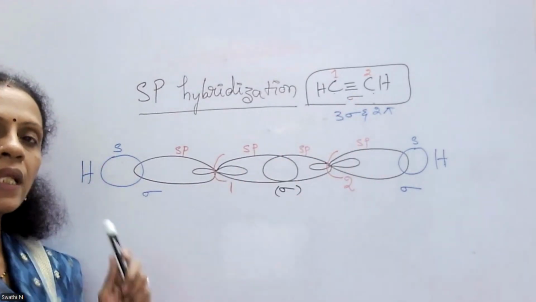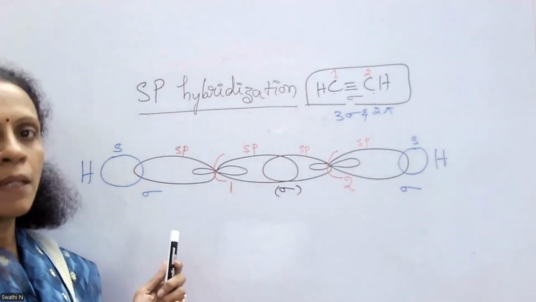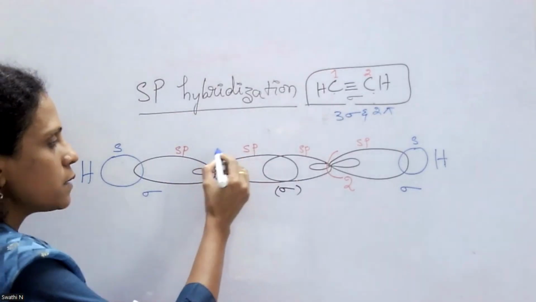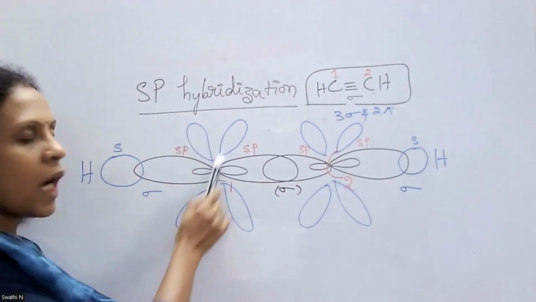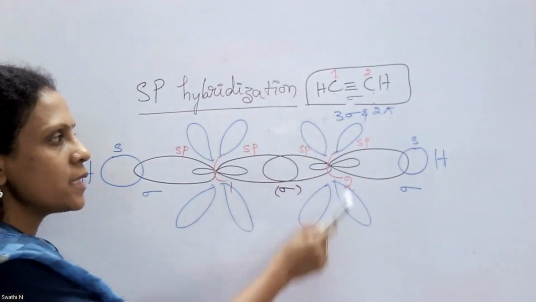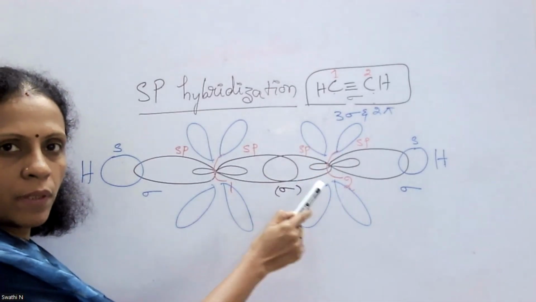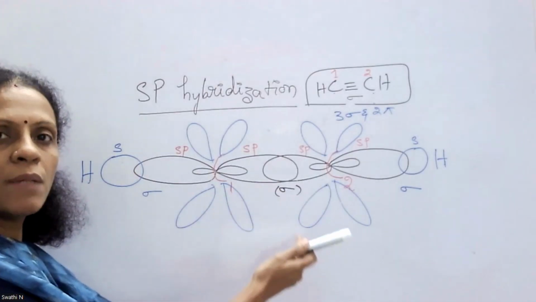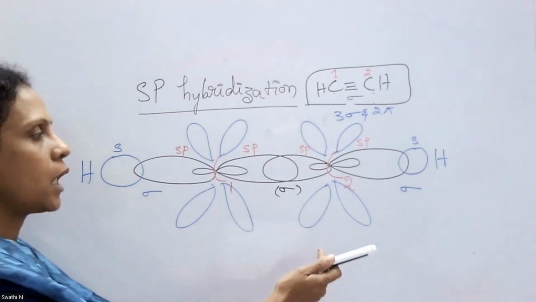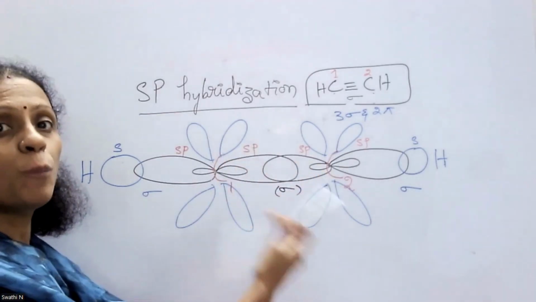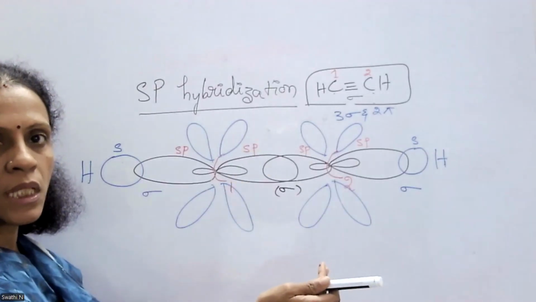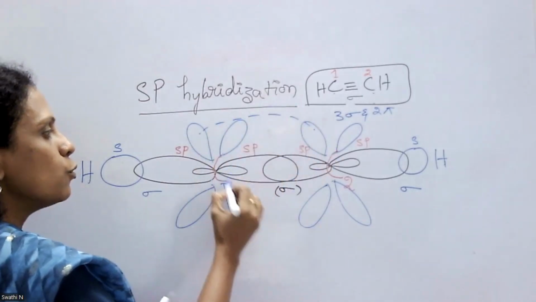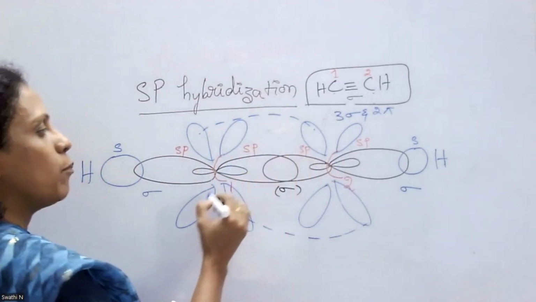As I mentioned earlier, each of the carbons will have 2 unhybridized p orbitals left over. Let me draw those p orbitals. These are the 2 p orbitals with respect to the first carbon, and these are the 2 p orbitals with respect to the second carbon. Now what happens? These 2 p orbitals of the first carbon will be overlapping with the p orbitals of the neighboring carbon, that is the second carbon. That is how there will be formation of 2 pi bonds, because 2 p orbitals of the neighboring carbons are involved in this overlapping. Thus it results in the formation of 2 pi bonds.